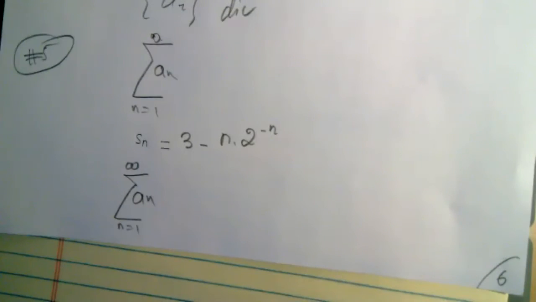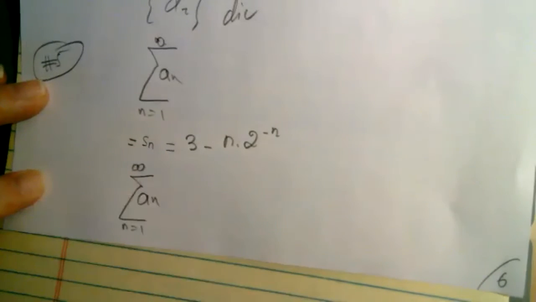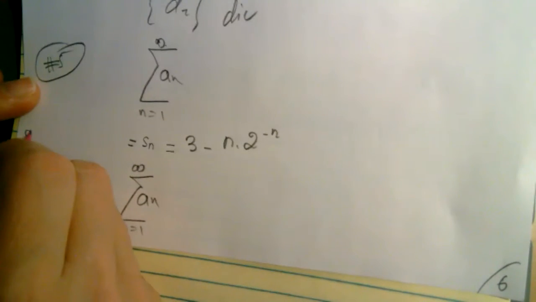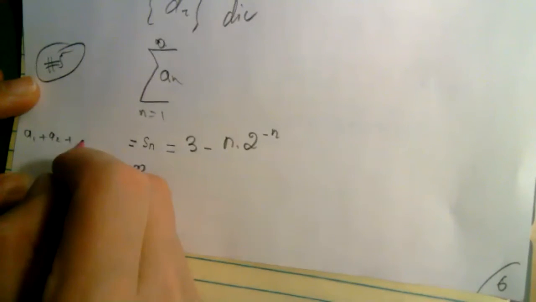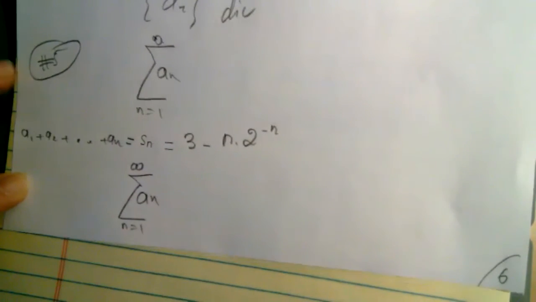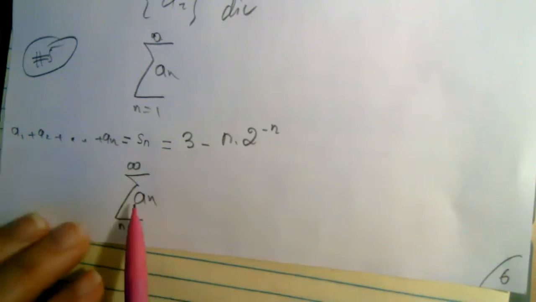So I gave you the partial sums. What did I give you? What is Sn? What's the partial sum? It means I gave you a1 plus a2 plus an. Is this enough information for you to give me sigma an? What's sigma an? What is the sum? Anyone? So what is sigma an?